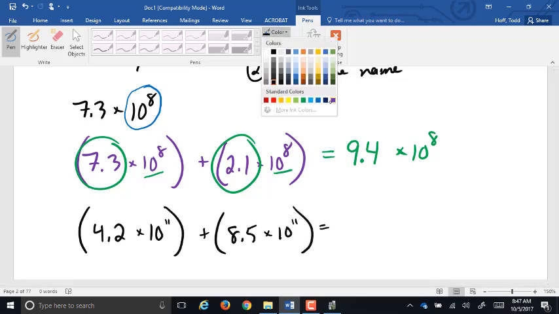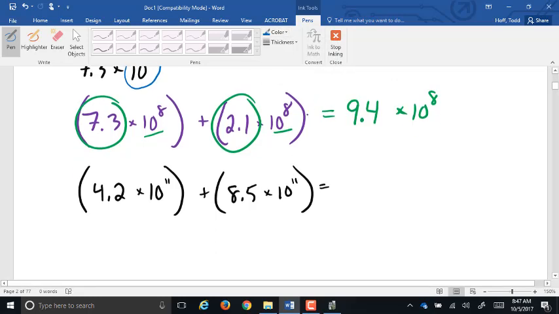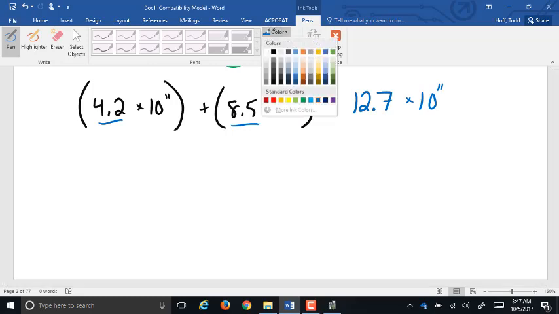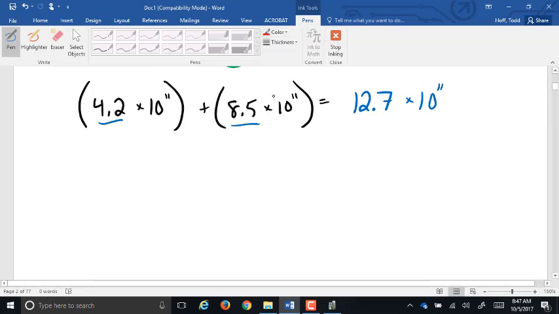Do these have the same name? Yes, they do. So we're going to combine the counts. 4.2 plus 8.5. It's 12.7 times 10 to the 11th. Are we done there? Well, since I haven't asked it before and I'm asking on this one, that's probably an indication that we're not, right? What's wrong with this?